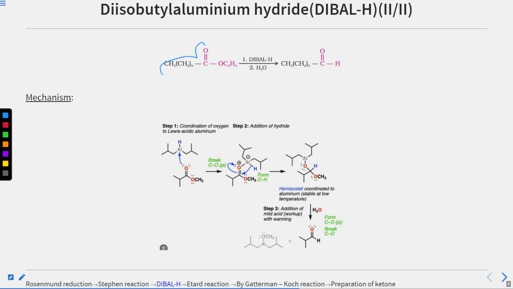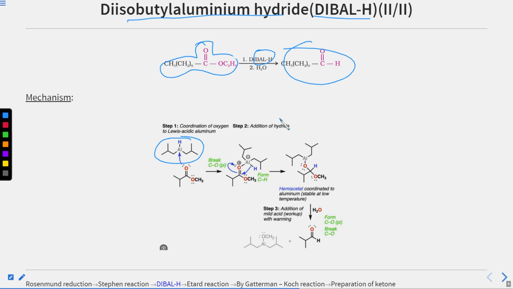So you can see that we have an ester here. It reduces this ester to your ketone. So instead of writing that complete diisobutyl, I have written just DIBAL-H, which is the short form. Do not get confused. Try to remember both of the names, diisobutylaluminium hydride along with its abbreviation and structure also. Structure is very important to remember.